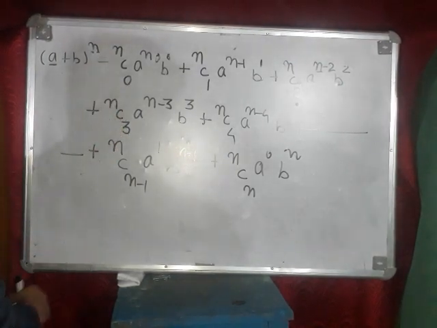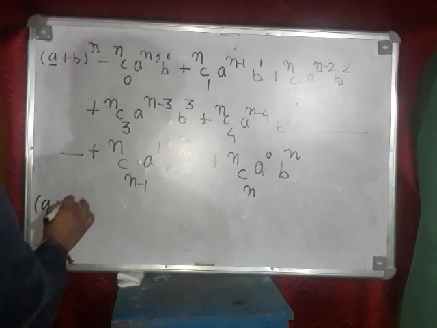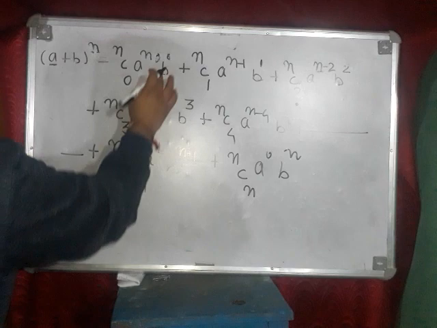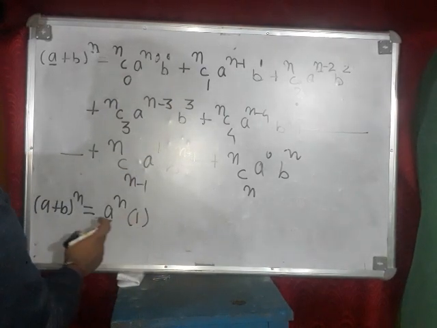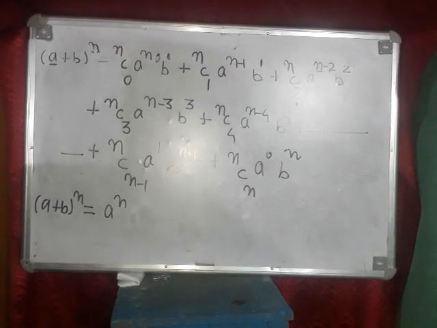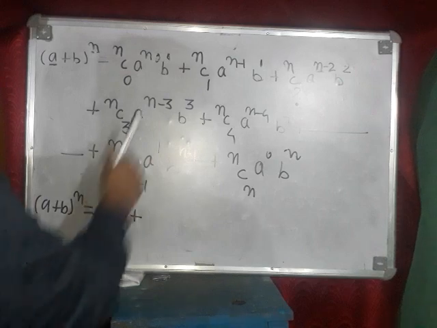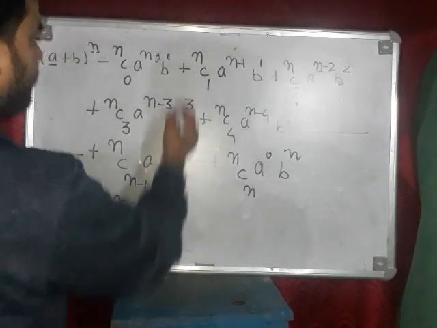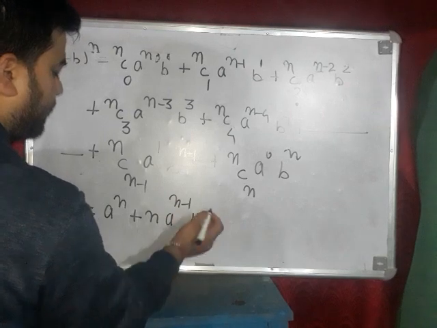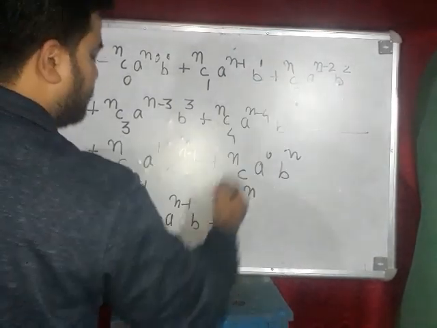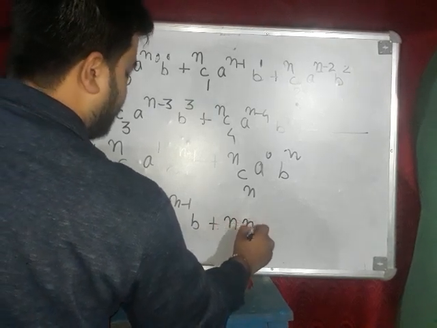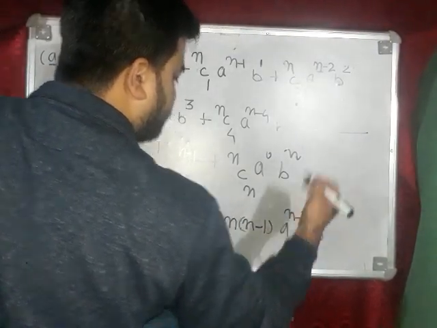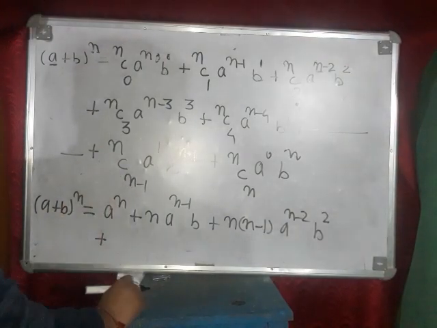When we solve it, (a + b) to the power n is equal to nC0, which is 1, times a to the power n, b to the power 0, which is 1, so a to the power n, plus nC1, which comes n, as we solved some time ago, a to the power n minus 1, b to the power 1 is b, plus nC2, which comes n(n minus 1) into a to the power n minus 2, b to the power 2, and so on.